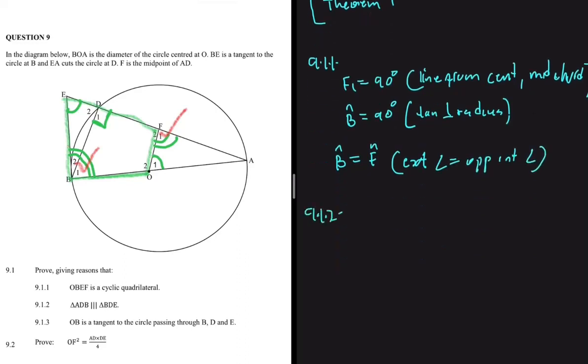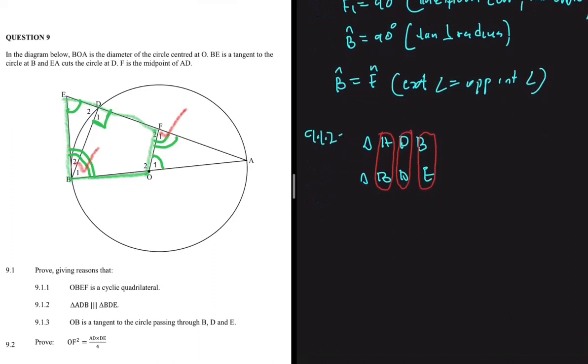So for 9.1.2, we're supposed to prove, given reasons, that triangle ADB is similar to triangle BDE. And let me tell you something: the way they name their triangles in an examination, angle A here should be equal to angle B on the other triangle, and then angle D should be equal to angle D on the other triangle, and consequently B and E should be equal to each other.